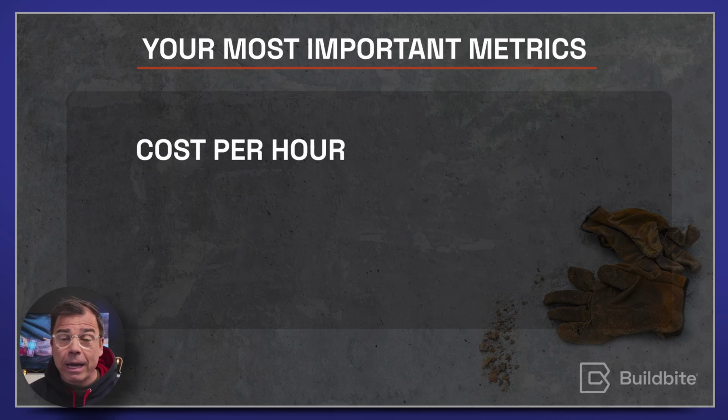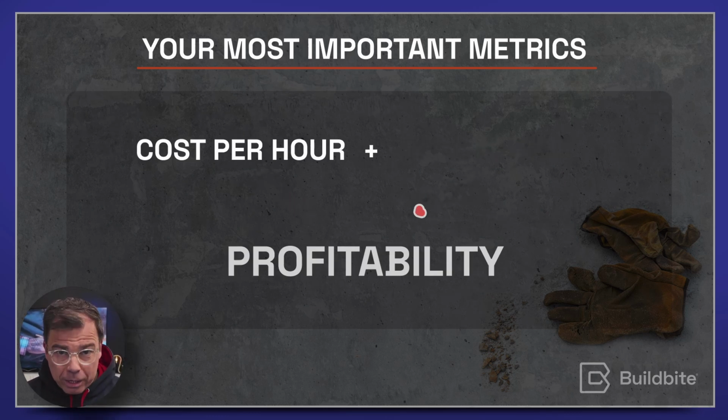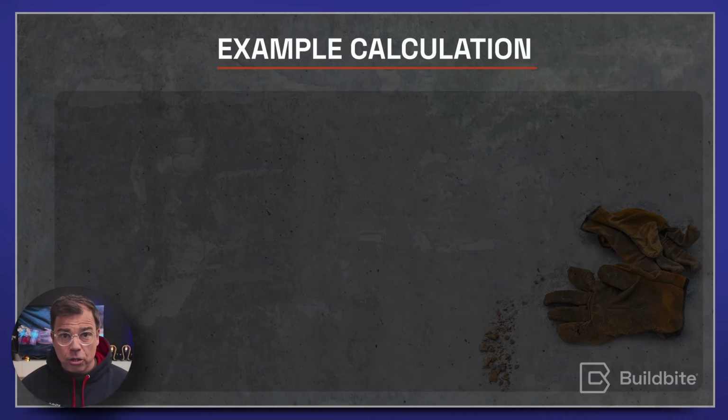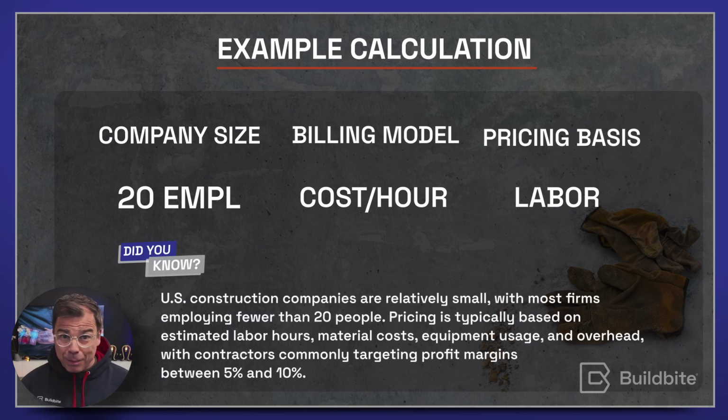And let's start with the 2 metrics that you absolutely must control: cost per hour and billing rate. Together, they will determine your profitability. Now, to keep things relatively simple here, we'll use an example company, a construction company with 20 employees using hourly rates. And for the purpose of simplicity, we're only including labor here.